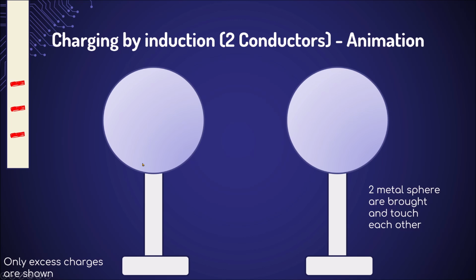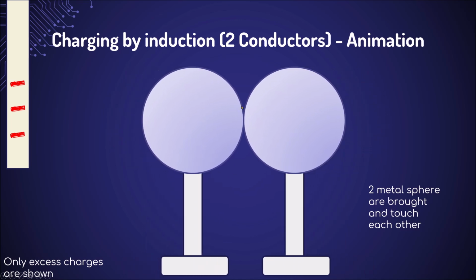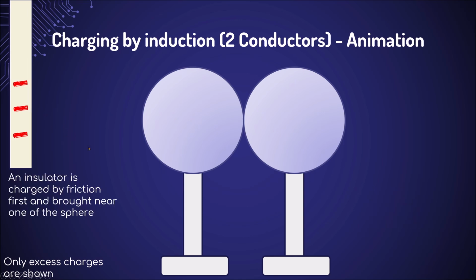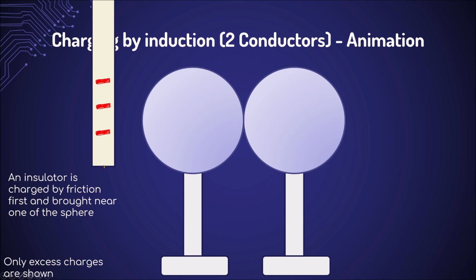Now in the video, the two spheres are touching each other. That means that electrons can move to and fro between these two spheres. I have a rod that is being charged by friction, and let's assume this insulator is negatively charged. It is brought near these two spheres.